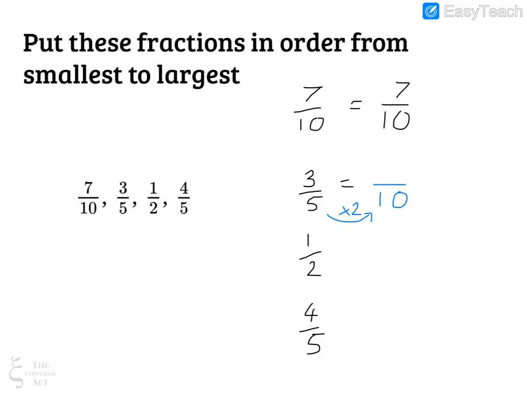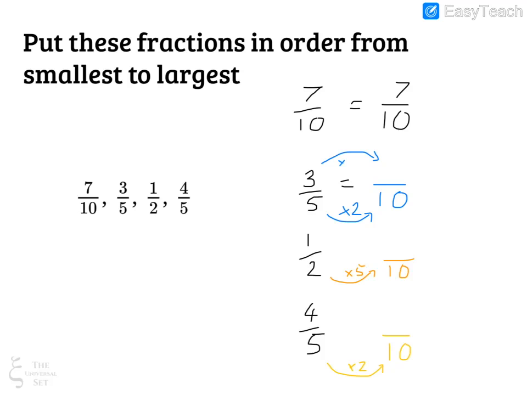How about this one? If I want to make that a 10 on the bottom, we're going to have to multiply it by 5. And this one here, if I want to make that a 10 on the bottom, we're going to have to multiply it by 2 again. There we go. So we didn't have to do any work on this top one. I can leave that there as 7 tenths. But this one, I'm timesing by 2 on the bottom, so let's do the same on the top.